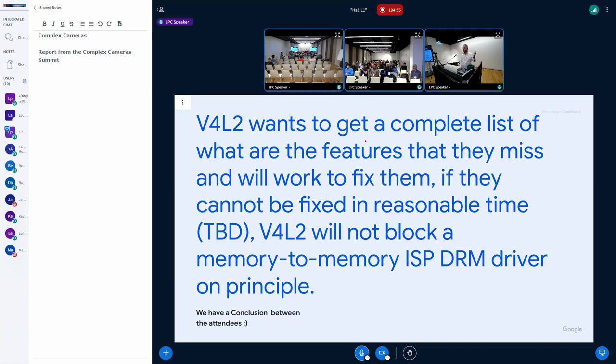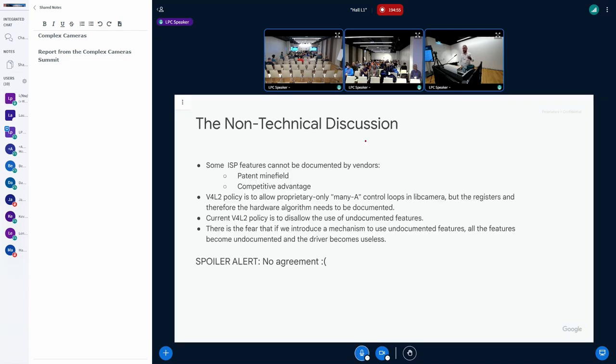So that's for the technical part, right? And that is the easy part because we are engineers and, yeah, this is easy. We are trained for doing this. Now the complicated part. This is the non-technical discussion.